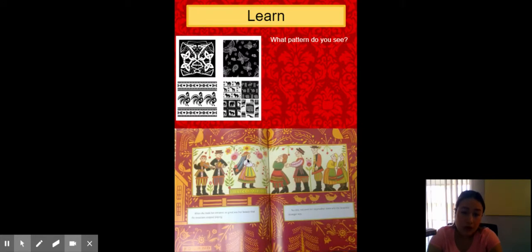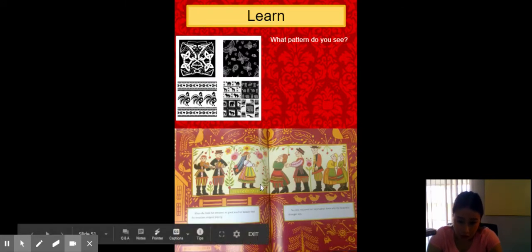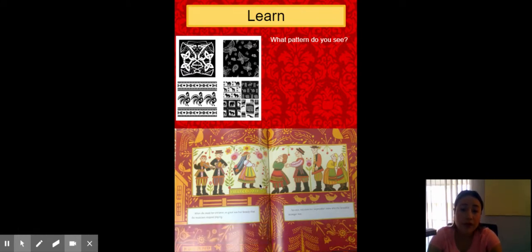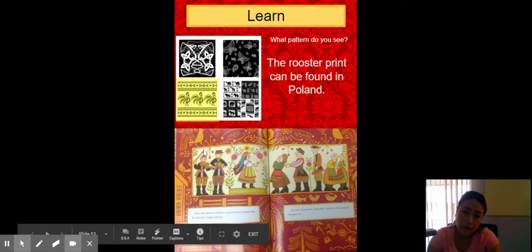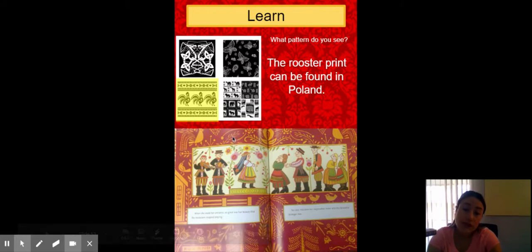So let's look at another page. This is Poland. All right, what pattern do you see here? Look at the back, the yellowish with reddish. We can see the rooster print. The most similar one is the rooster print, and it can be found in Poland.